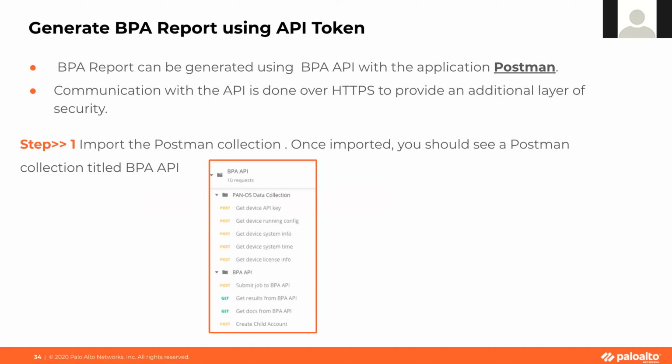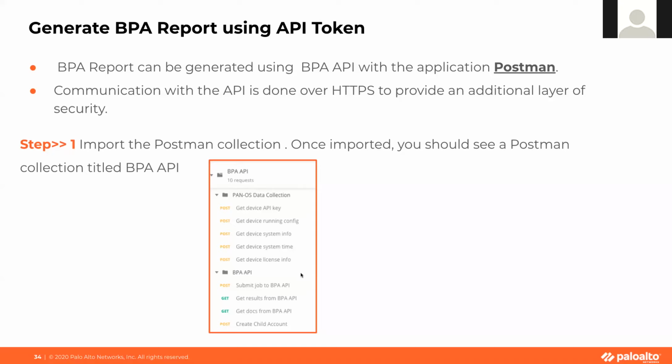After getting this API token, this report can be generated using the BPA API with an application named Postman, or the Postman collection. You will download that Postman collection app, which will help you to communicate with this API over HTTPS, which is an additional layer of security. Once you import that Postman collection, you will see all the BPA details here.